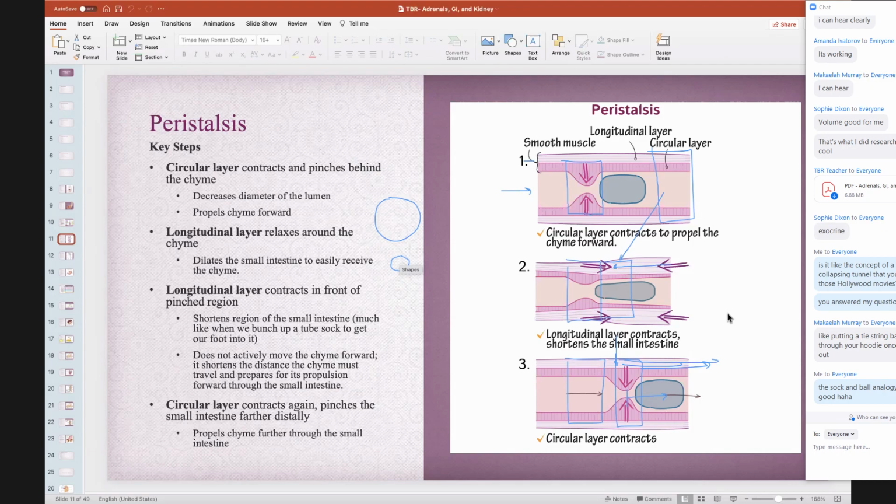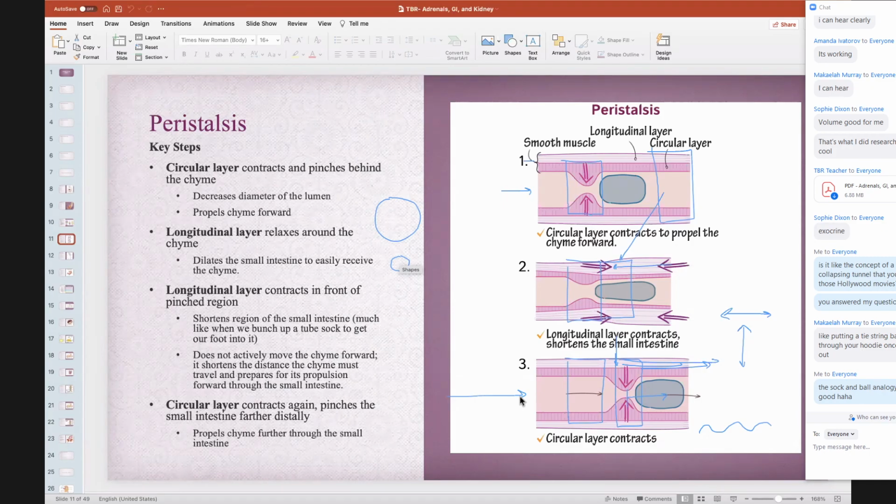So the longitudinal layer is changing the length of the tube in this direction. And then the circular layer is contracting and changing it in this direction. So together, they're taking turns in contracting and relaxing. You're essentially creating a wave of motion that is pushing the chyme along the GI tract.